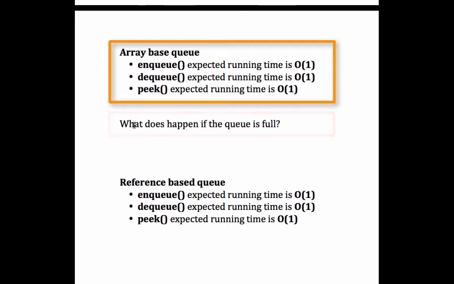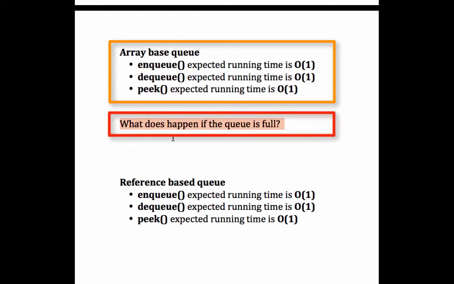But let's go back to the same issue that we have with the stack. What happens if we implement a queue using an array? Well, that means that the array is going to have a finite size. It's not a dynamic data structure. At one point, we could be using all the elements that we have in the array. In other words, the queue is going to be full.